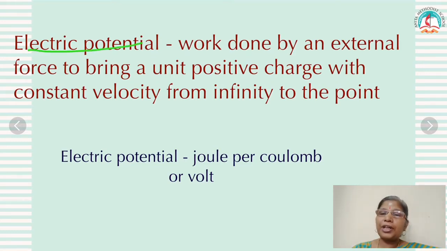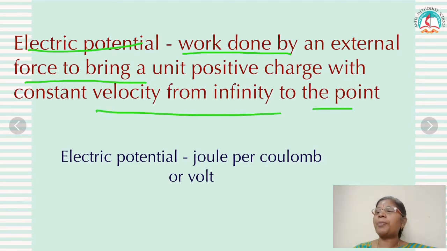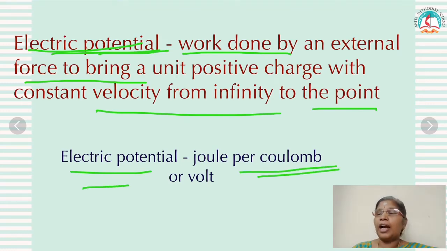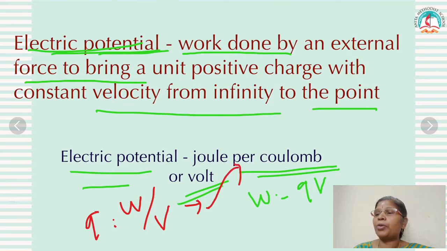Now, the next one is electric potential. What is the definition of electric potential? The work done by an external force in moving a unit charge from infinity to a particular point is called electric potential. The electric potential unit is joule per coulomb; otherwise, the unit of electric potential is volt. With the help of the formula W equals Q into V, V equals W divided by Q, which gives joule per coulomb.